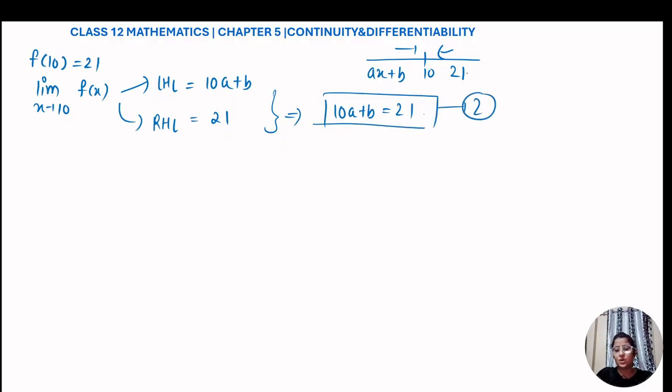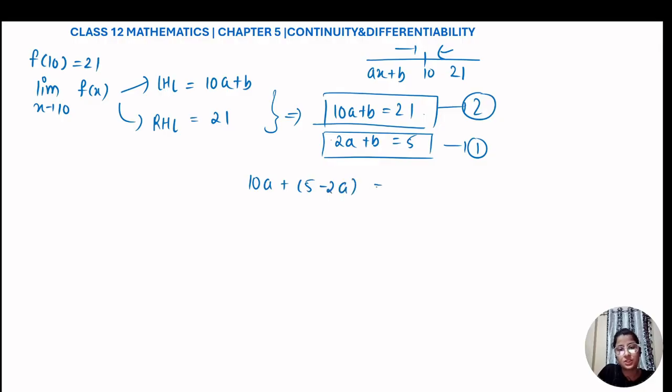This is our another relation, relation number 2. In relation 1 we have 2a plus b should be 5. This is our first relation, and that is our second relation. Put the value of b from 1 into 2. That means 10a plus, your b is nothing but 5 minus 2a, should be equal to 21.